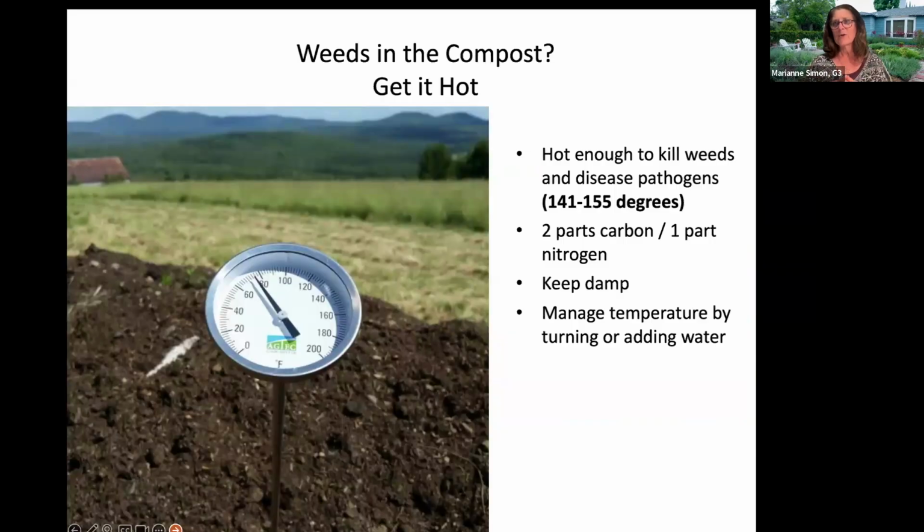Now, one of the questions for those that are like, well, what do I do with this green? Can I somehow salvage it or repurpose it? Can I put it in my compost bin? Probably not. Most residential compost bins don't get hot enough.